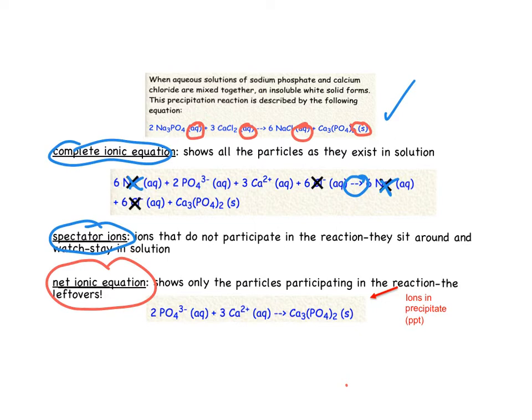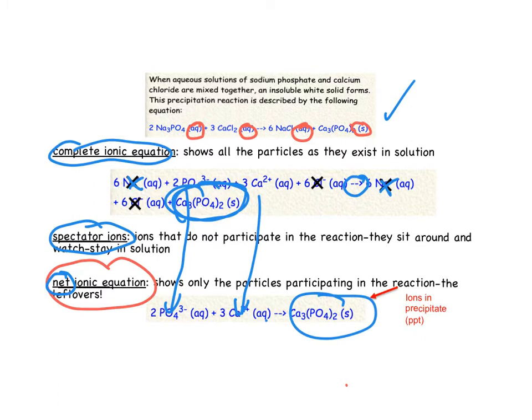My net ionic equation then, that word net means leftover. So what ions are left over after I've crossed out those spectator ions? I write my net ionic equation with only those. So it would only be, on the reactant side, the 3 Ca 2 plus and the 2 PO4 3 minus. They started out in aqueous solution on the reactant side, but as a product, they formed that solid precipitate.